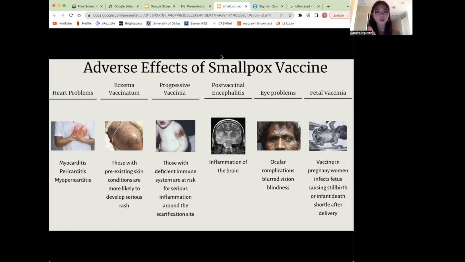After this, we have post-vaccinal encephalitis, which is just the inflammation of the brain. It can also cause eye problems such as blurred vision or even blindness if the solution gets into contact with the eye. And lastly, we have fetal vaccinia, where the vaccine in pregnant women can infect fetuses, causing stillbirth or infant death shortly after delivery.